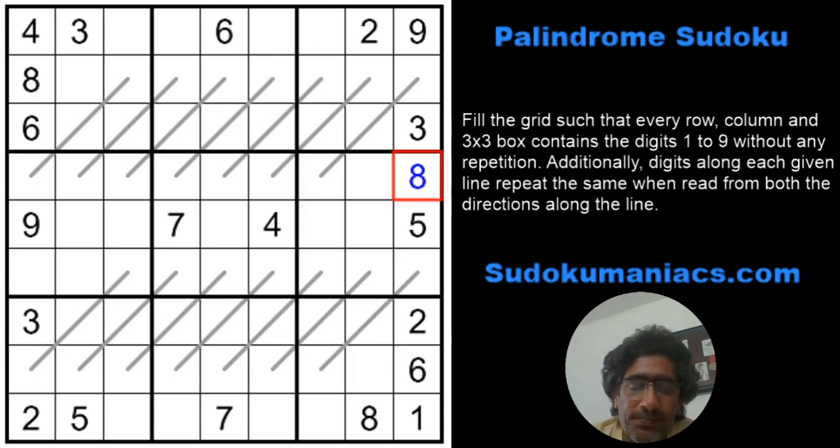So last night I received a message from Swarup asking me to take a look at this Palindrome Sudoku that he had created. Now for all those of you who don't know, Swarup Gugilam is one of the best setters that we have in India today, apart from being a very good puzzle solver as well. He's a regular feature in the Indian team which goes for the World Puzzle Championships.